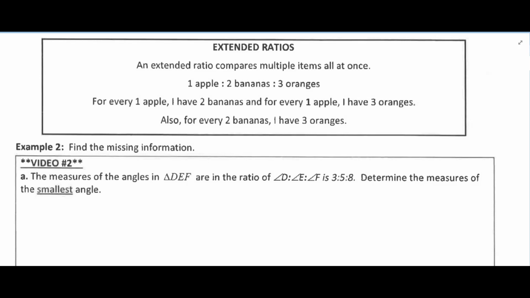In this video, we're going to continue with Chapter 11. We're talking about ratios and proportions. In this video, we're talking about extended ratios, and we'll look at an example. So we mentioned them in a previous video.